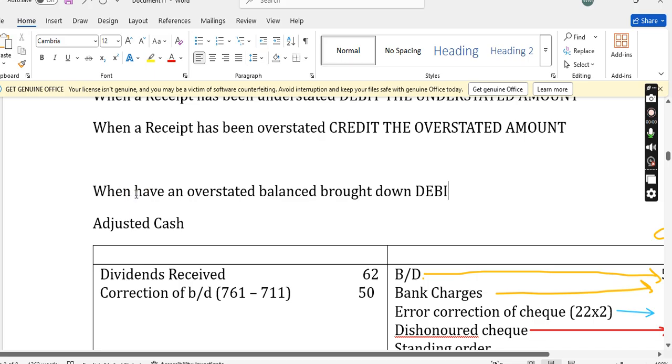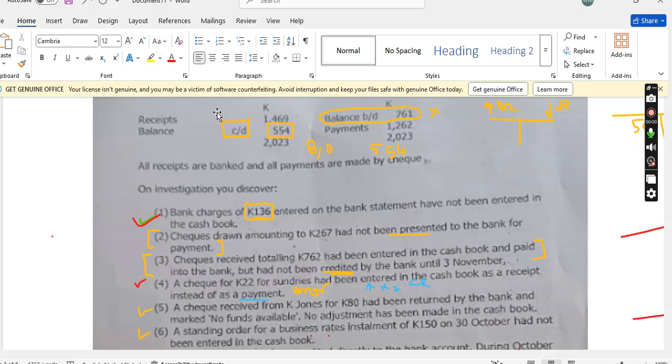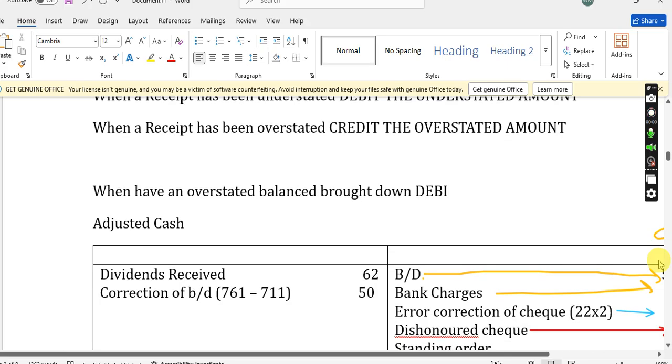What you must remember is, since this 761 is on the credit side and it's been overstated, we need to reduce it. So in order to reduce it, we just debit the overstated amount. It's vice versa if the balance brought down was on the debit side and it was overstated: you need to credit so that you reduce the overstated amount. Here we don't multiply, we just add the exact same amount on the other side.